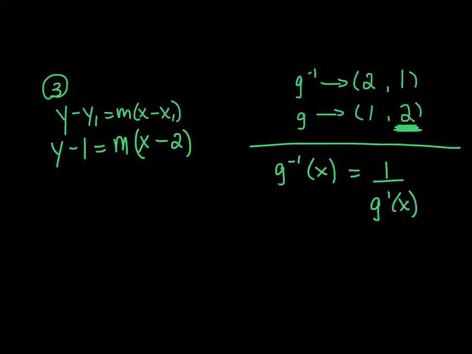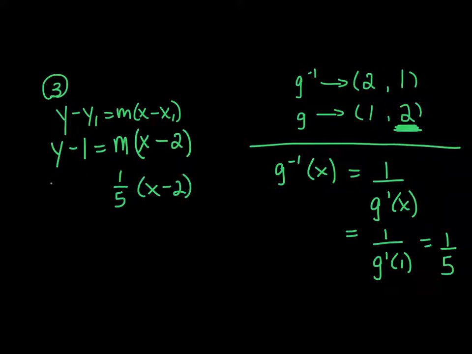So what I'm really figuring out is 1 over g prime of 1. Go to g prime on the chart, follow it down to where x equals 1, and you'll see that its y value is 5. So that means this is 1 over 5, and there's your slope. So 1 over 5 goes here, x minus 2, and y minus 1 comes down. And there's the equation of your tangent line.